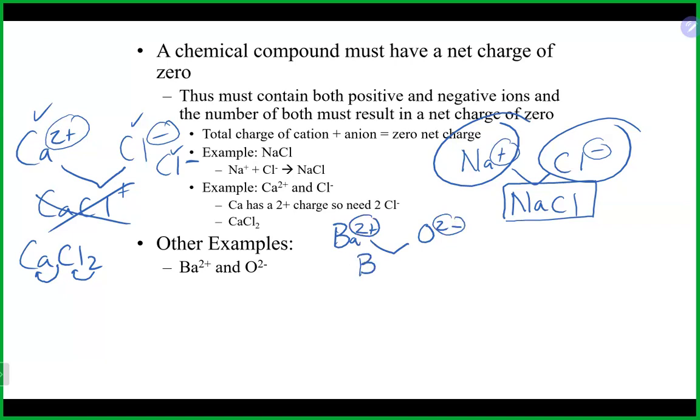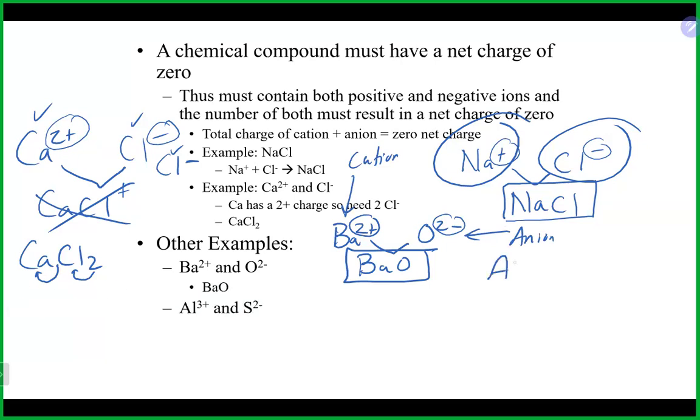That means I just need one of each of those guys, and that would be our proper formula. Again, it has no charge when we put it together, but it is still made up of a cation that is +2 and an anion that is -2 in charge.